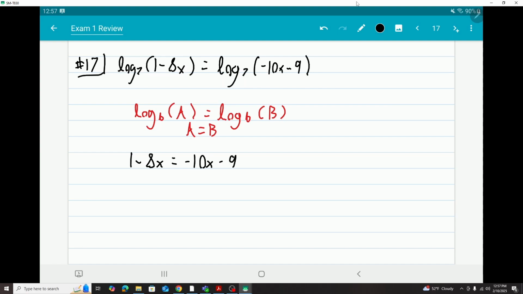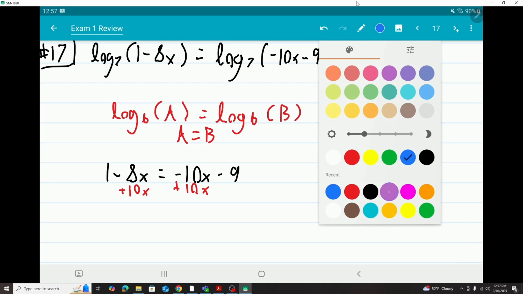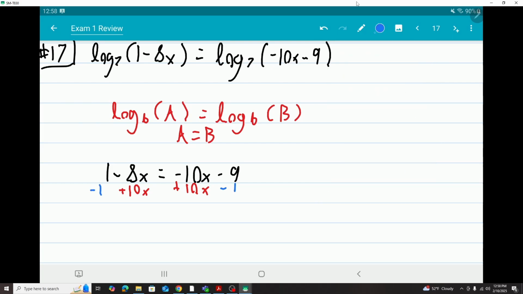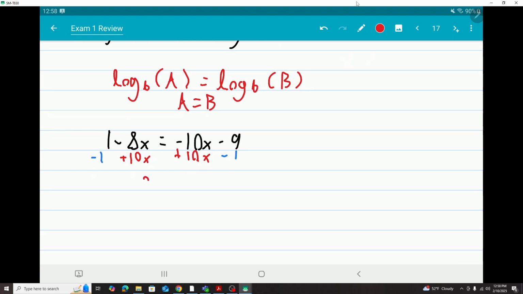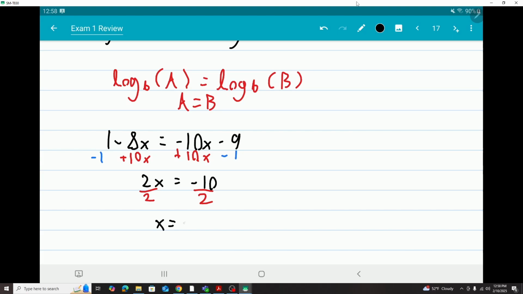minus 9. We're going to add some numbers here, so we're going to add 10x to both sides. Subtract 1 from both sides. And I get 2x is equal to minus 10. Divide both sides now by 2. And we get x is equal to minus 5.